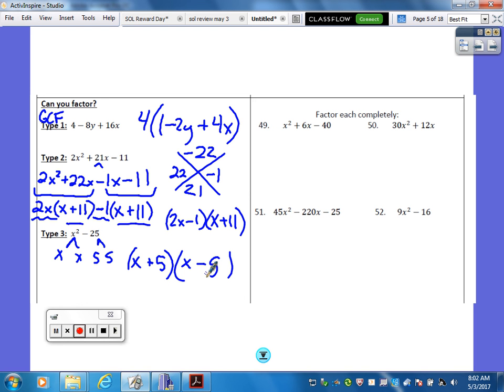I'm going to leave all of these for you to do on your own, but I'm going to hint on number 51 that you remember to look for a GCF first. So this is factor completely, so make sure you figure out what goes into all of those before you get started and pull it out from the start.